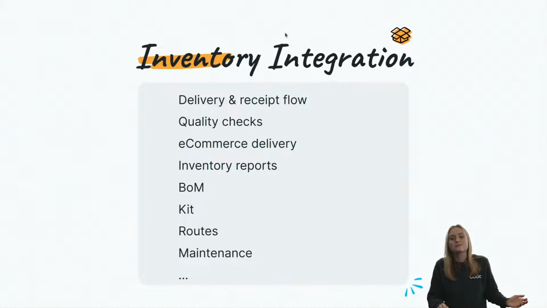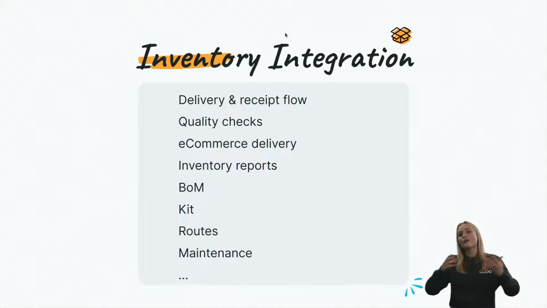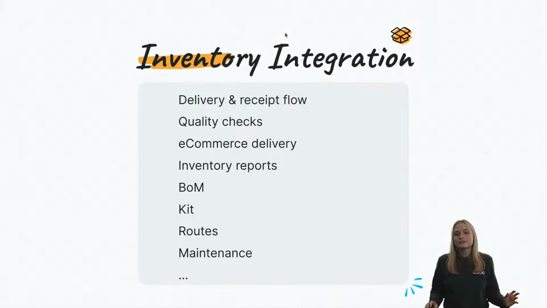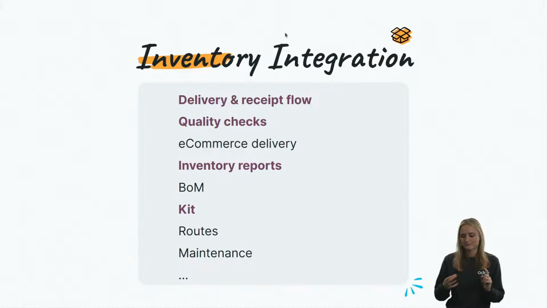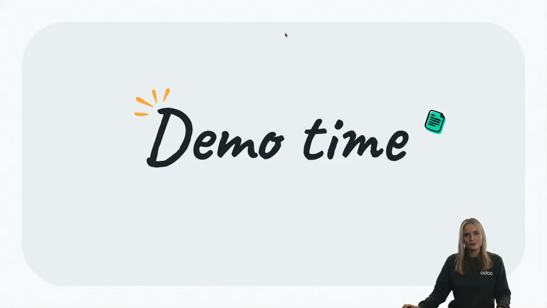I've put 3 dots here because really the list goes on. But as you can imagine, in such a short talk, I will not be able to present all of the new rental flows. So let's focus on 4 of them: the delivery and receipt flow, the quality checks, the inventory reports, and last but not least, the kits. So let's continue our demo.